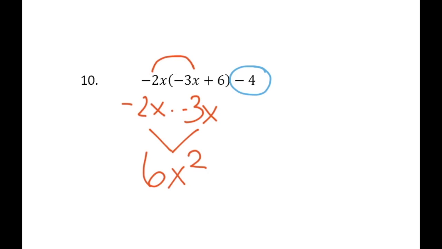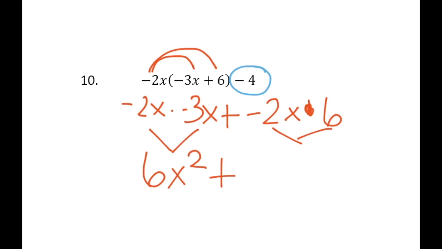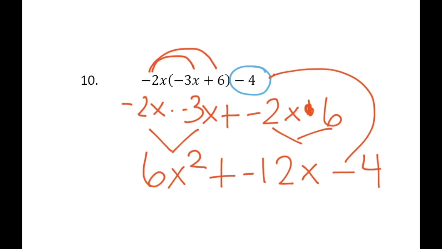Now we're going to go to the next part of the distributive property. There's the plus sign. Negative 2x times a 6. Well, what is a negative 2 times that 6? It is negative 12, and then I just have that single x. I'm not done because this is where that minus 4 that we had comes in. I've got to put it down here at the end of the problem.